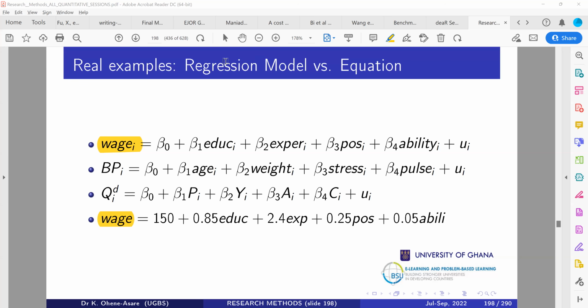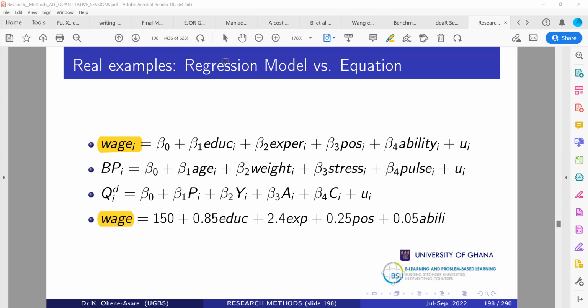Can you also say that the coefficients, the numbers attached to the variables, represent the importance of the various variables? So let's say education, experience, position. We can say that, let's say, experience has the highest importance, experience affects wage more than the others. Can you also say that the numbers represent how important it is?